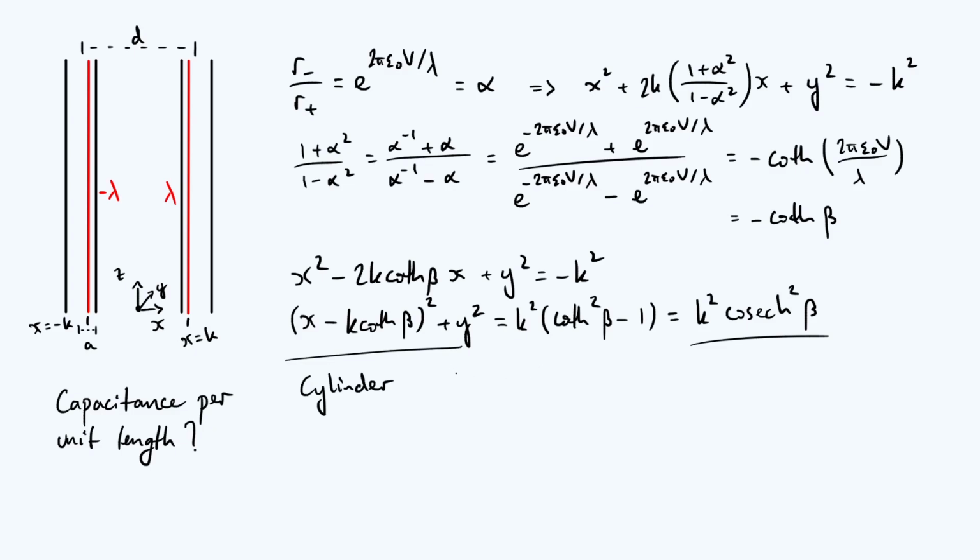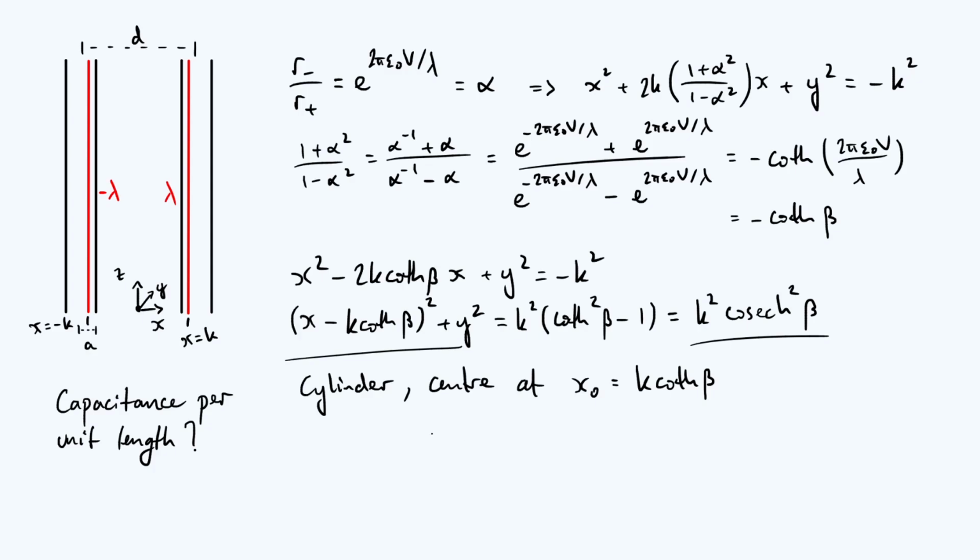Now what can we say about the cylinder defined by this implicit equation? Well, its center is basically given by this k cos beta, right? That's the offset given to the x values. So we can say the center is at an x value, which I'm going to call x naught, which is just k hyperbolic cot of beta.